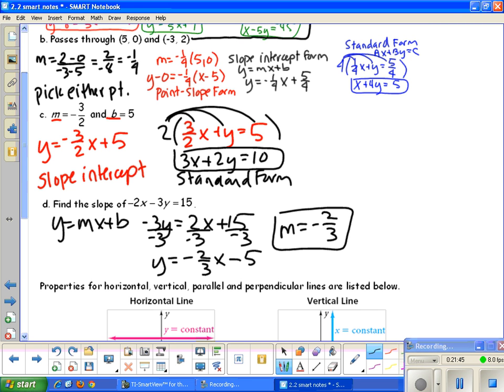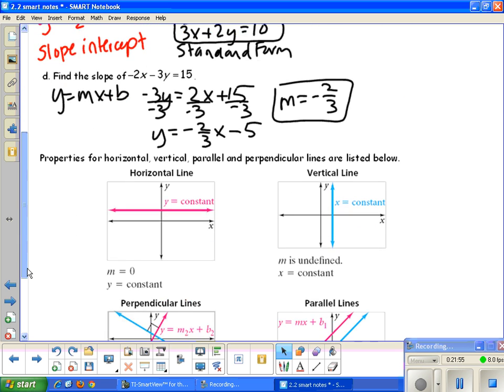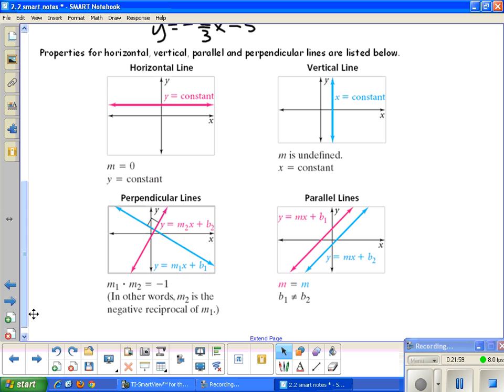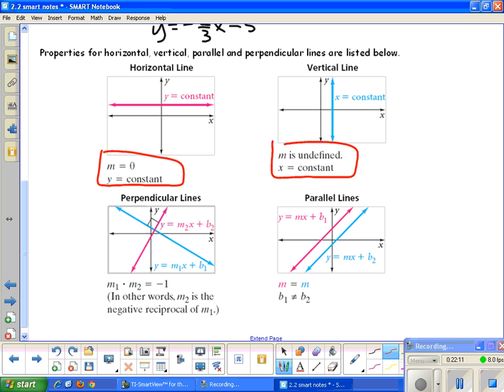The very last thing that we want to look at are horizontal and vertical lines. So that would be the last thing that we're going to talk about. And just as a reminder, horizontal lines look like this, and it's y equals some number. They have a slope which is 0. And vertical lines here go like this way, and it's your slope's undefined, and x is equal to a constant.